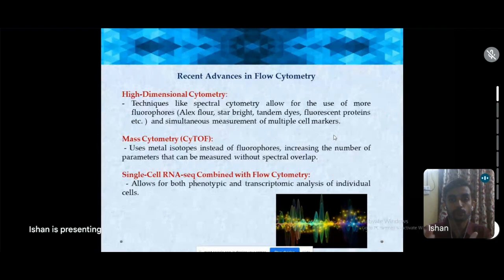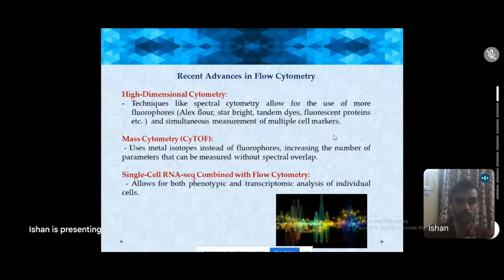Then there are fluorescent proteins. One very important fluorescent protein, which is quite common in biotechnology, is GFP, green fluorescent protein. There are other proteins also being developed which serve as markers, which are used in flow cytometry for analysis.